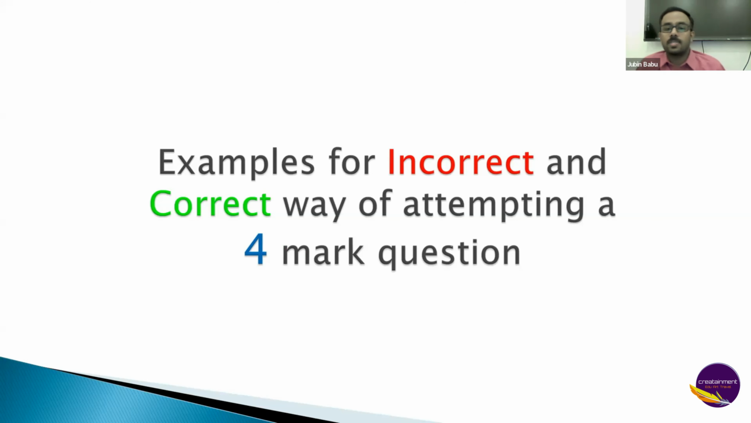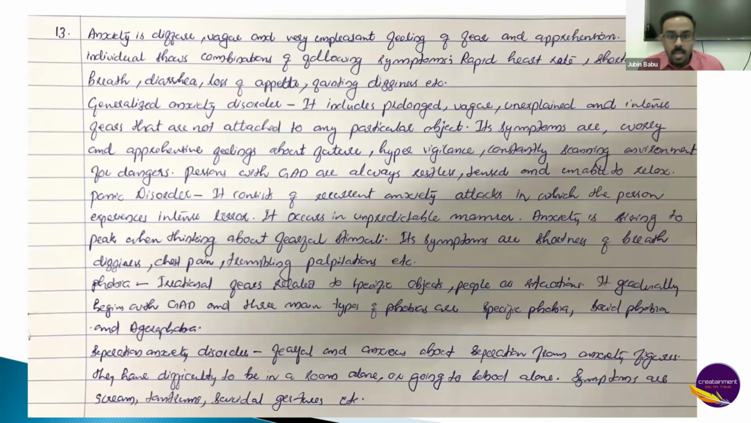I'm concluding by telling the incorrect and correct way of attempting the 4-mark question, especially. Now you can see an answer paper here. This is about anxiety disorders of chapter 4. If you go through these answers, you will find that all points are there. Everything is there. But still, let me tell you, it is an incorrect way of answering. What might be the reason?